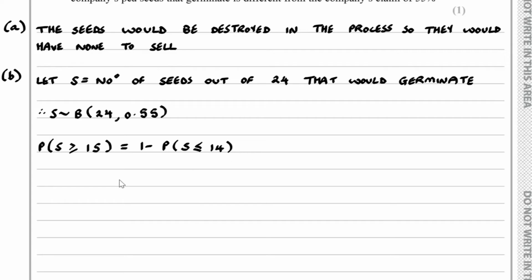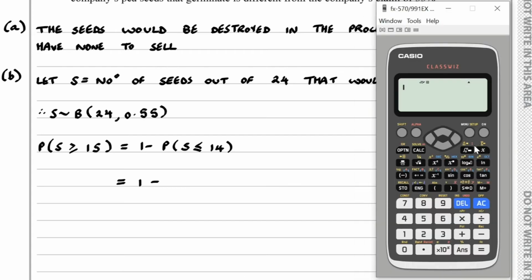So if I work out what this is, I've got 1 minus, and then if we go to the distribution sub-menu, we have a binomial CD. X here is 14, N is 24, P is 0.55. So we've got 1 minus 0.700, etc. And if I work out what this is, I get 0.299, etc.